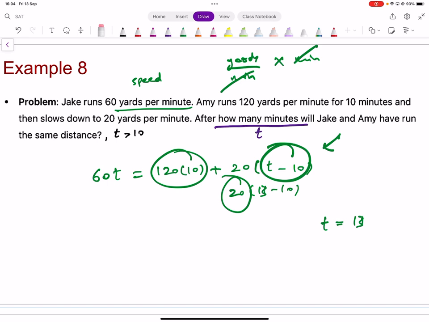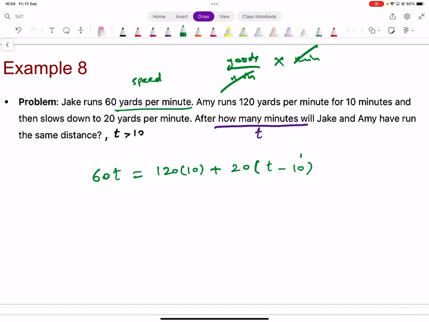Yes, Zara? Where do the 12 and T come from? 12 was just an example that I was giving to understand why we are putting T minus 10 here. What does T represent? T represents the time from the beginning.